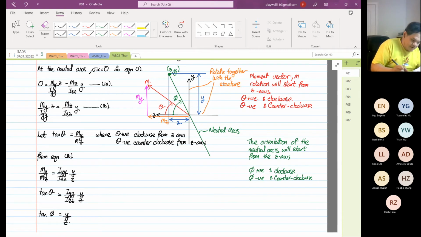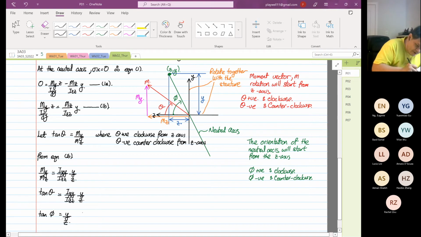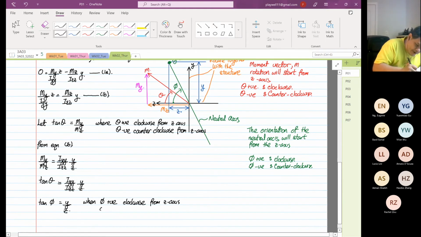y over z. And again, we know that pi is positive clockwise from the z axis, and the rotation pi is negative when it's counterclockwise from the z axis. Okay.